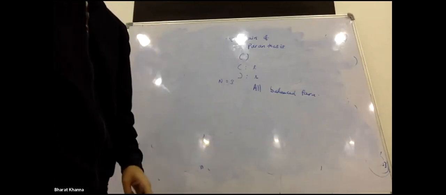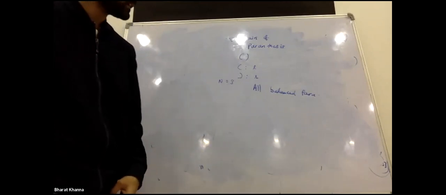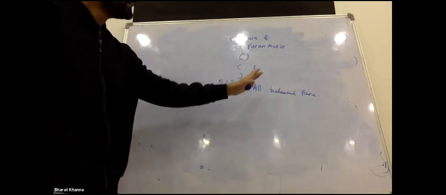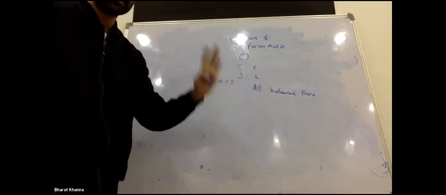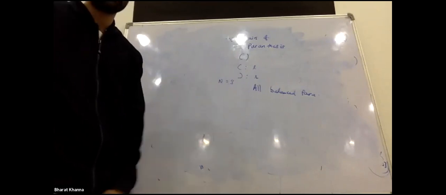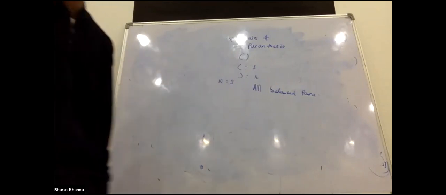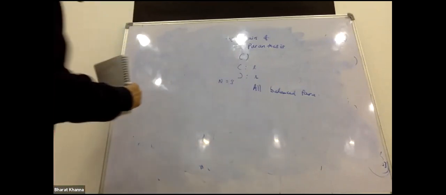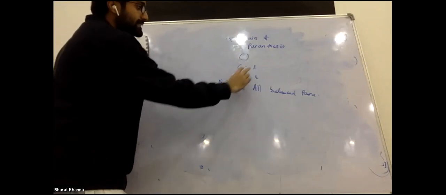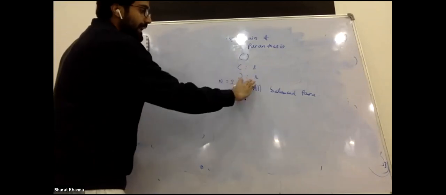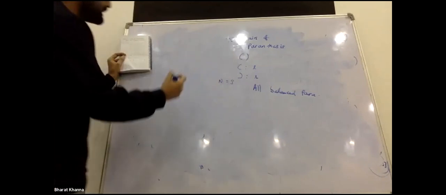Just type in the output so that others can also see. You don't have to tell me how many balanced parentheses there will be. You have to print all those balanced parentheses that you can see. 3 pairs means 3 left brackets and 3 right brackets. So let me print them one by one.